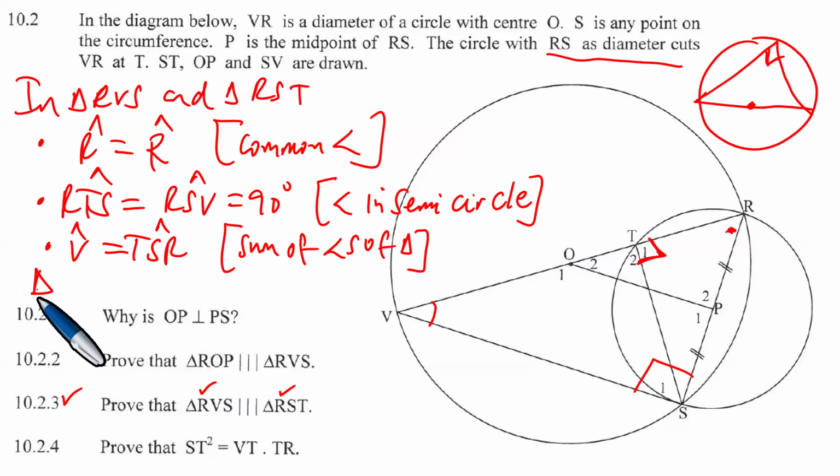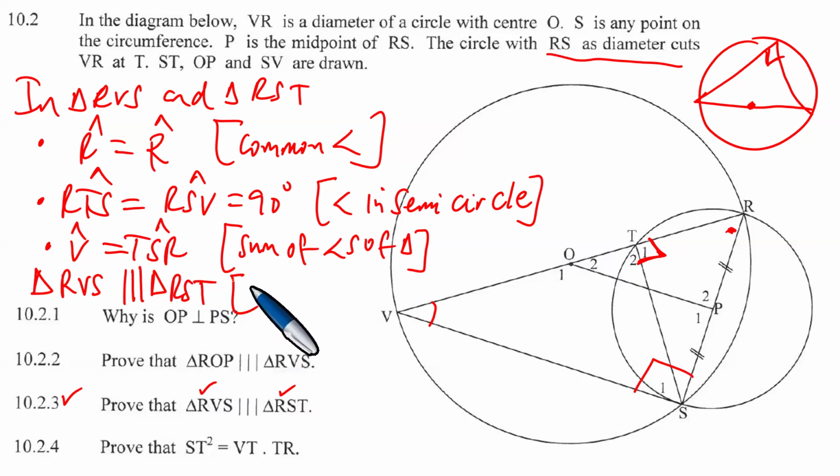So that in the end, then we have, therefore, that the triangle RVS is similar to triangle RST. Why? Angle, angle, angle. Right. You already have the three statements that you need for the similarity of the two triangles, to show, therefore, that triangle RVS is similar to triangle RST. It's angle, angle, angle.